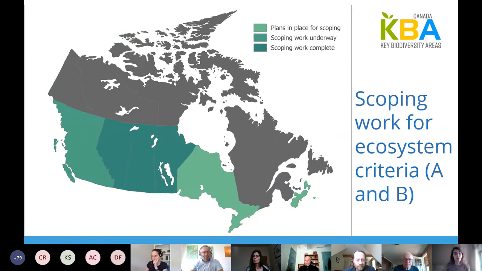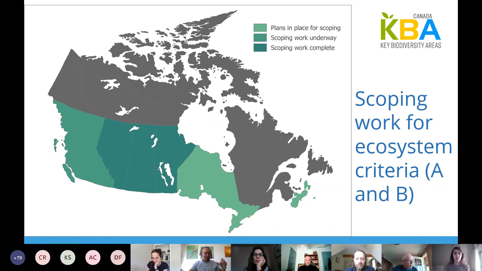In terms of ecosystem criteria, here is a map for how that work is going for criteria A and B. So again, that's for threatened and geographically restricted ecosystem types. Now, you probably haven't heard quite as much from us about ecosystem criteria, and that's in part because it's a lot harder to apply, we're finding, than the species criteria. That's partly because ecosystems require an understanding of where each fits within a standardized ecosystem classification system, similar to how we have different rankings for species at risk.